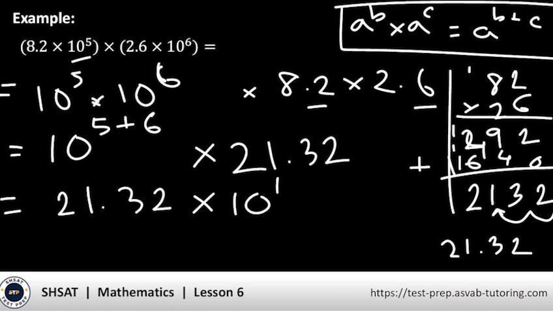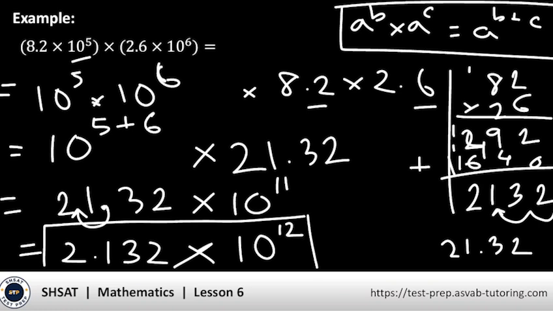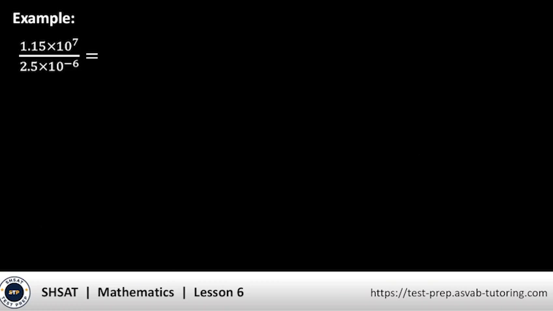You might think that my answer is ending, but no, that's not my final answer. Why? Because in standard form, we need to put the decimal right next to the first digit, remember? So you need to make it 2.132. If you do that, you need to add 1, because we moved 1 unit to the left, you need to add 1 to the power. So adding 1 to 11 gives me 12. So that is my final answer, okay? I don't think we have much left. Let's look at the next question.